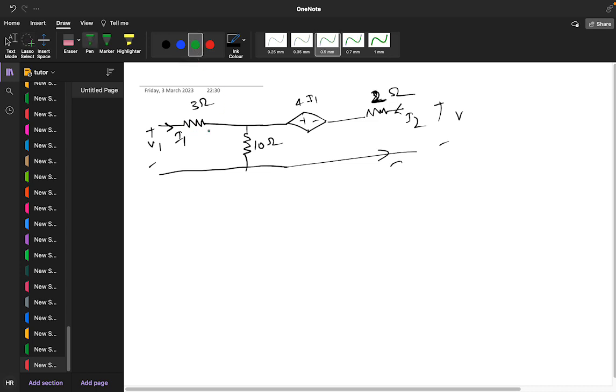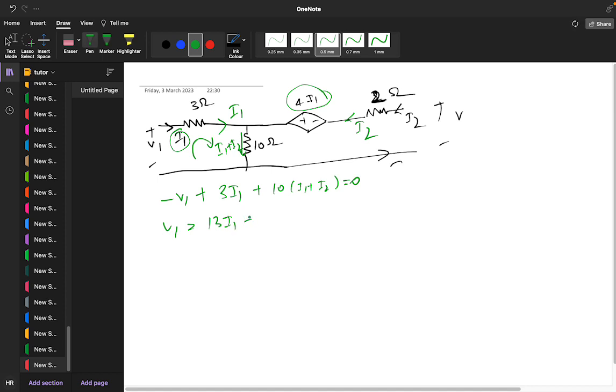See, this I1 and this is I1, so it's depending upon the value of I1. You don't need to do anything. I1 current is this, I2 current is this. So what will be the overall current? I1 plus I2. Apply the KVL, get the result. Minus V1, 3I1 plus 10 into I1 plus I2 is equal to 0. So V1 is equal to 13I1 plus 10I2. You got equation 1.